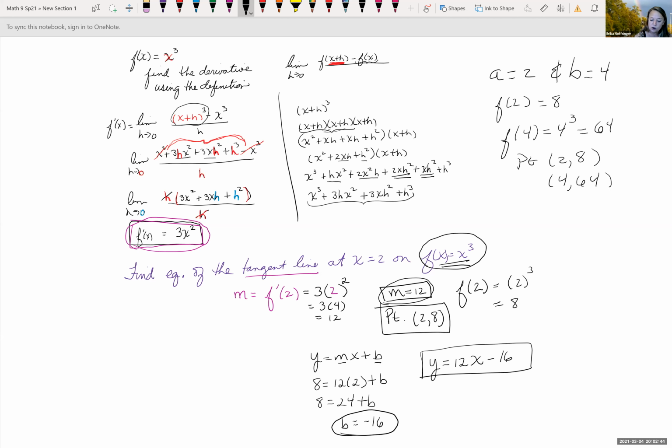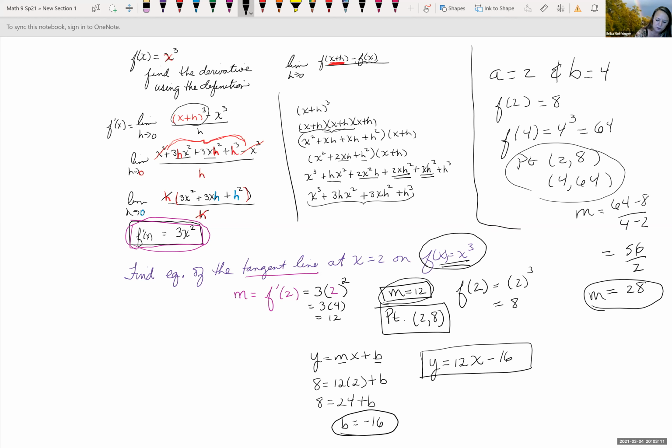I'd have to find the slope with those 2 points. So the change in y, 64 minus 8, all over the change in x, 4 minus 2. Well, 64 minus 8 is 56, divided by 2. Well, 2 goes into 5 twice, leaving me 1. 2 goes into 16 8 times. So I would have a slope of 28, and then I'd have to choose one of those points.